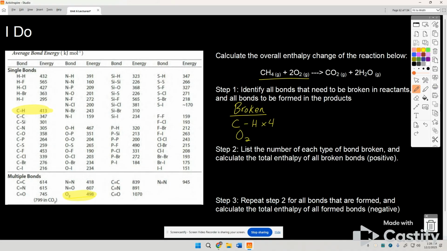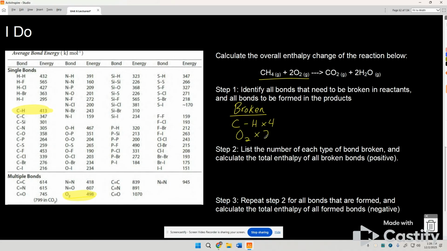How many O2 bonds are there? There are 2 of them. Now wait, Mr. Myersko, it's O2. There's only one of those bonds. There's 2 oxygens. Keep in mind that we have to take into account our stoichiometry, right? There's 2 O2s. I have to break apart the O2 bond for both of them, and so I have to have 2 of those O2 bonds being broken.